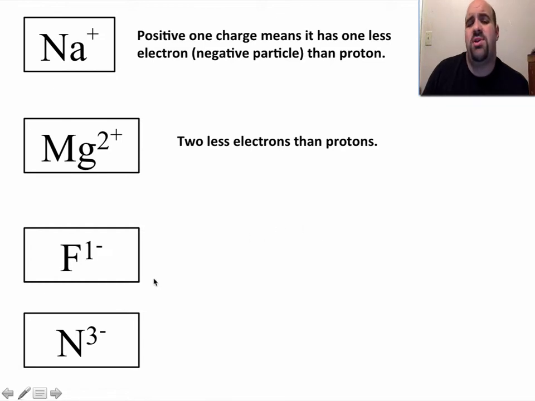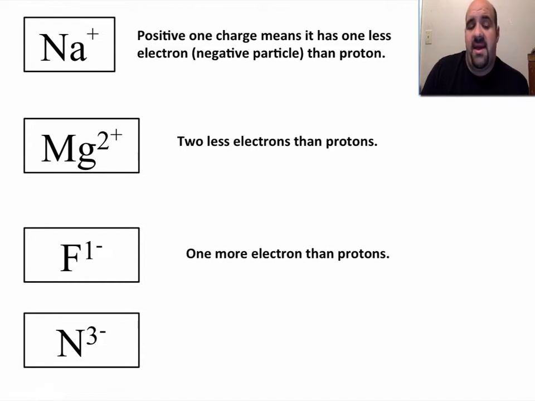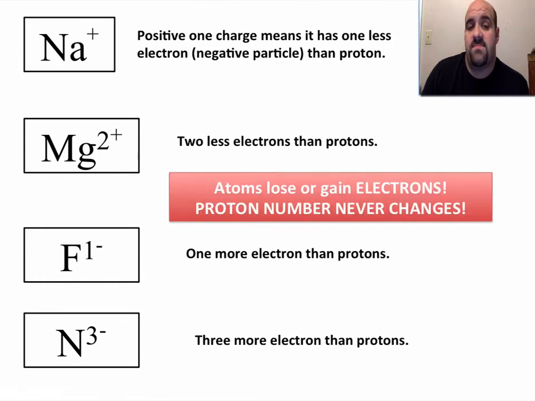Fluorine has a -1 charge, which means there needs to be an extra negative particle. So fluorine actually gained an electron. And nitrogen must have gained 3 electrons, or has 3 more electrons than protons. So atoms lose or gain electrons. Remember, the proton number isn't changing. We're not changing the number of protons to find the charge. Proton number is what defines an element.